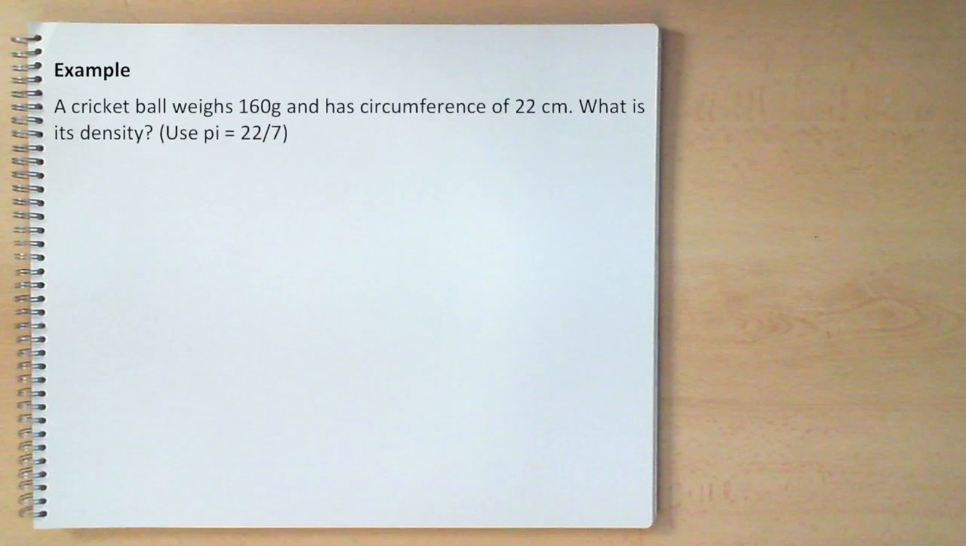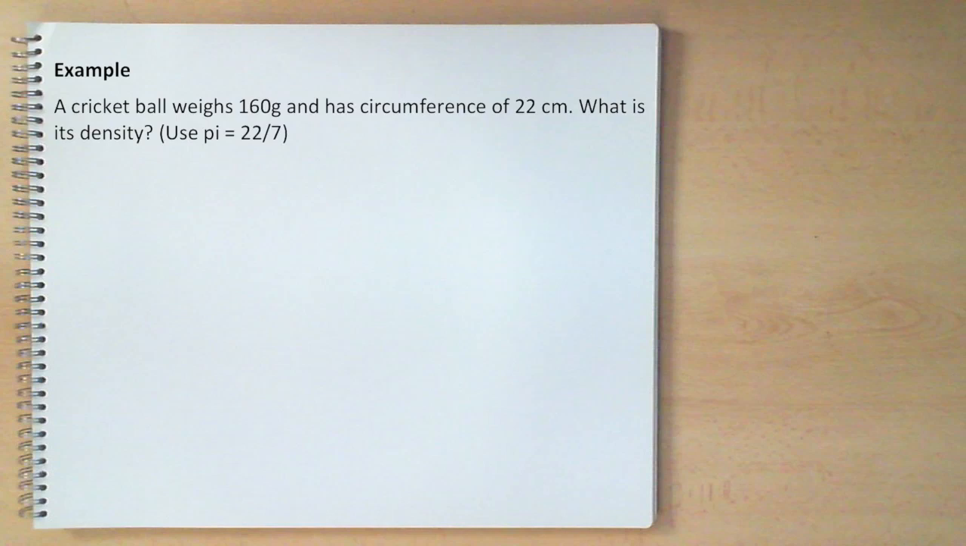Let's look now at another example, also involving a sphere, but this time involving a mixed measure, the measure of density. We're told in this question that we have a cricket ball, it weighs 160 grams, and the circumference of the cricket ball is 22 centimeters. We're asked to work out its density. We're also told a value of pi to use of 22/7, so we can't ignore that, we have to use that value.